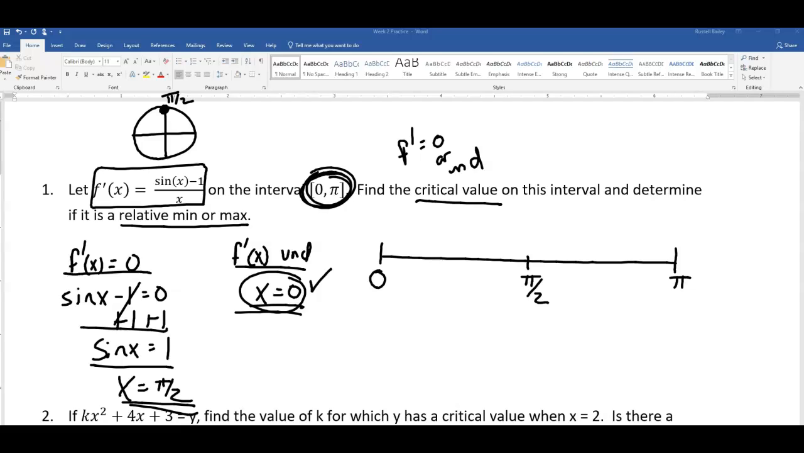And what we're going to do is we're just going to pick a number between 0 and pi over 2. Now, you might be wondering how to do that, but I think of the unit circle. So 0 is here on the unit circle, pi over 2 is here, so something in between would be like pi over 4, for instance. So I'll go ahead and pick pi over 4. And then something between pi over 2 and pi, pi is over here, so I would pick maybe like 3 pi over 4.